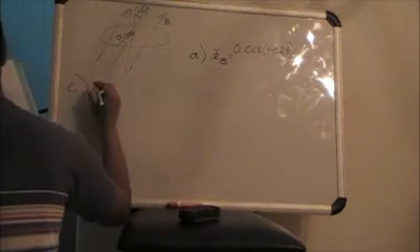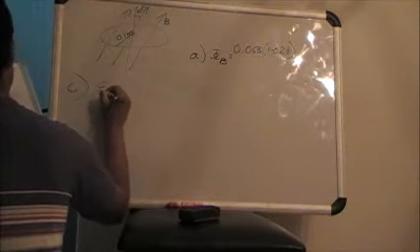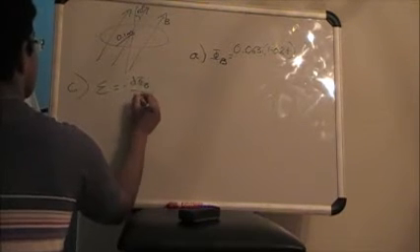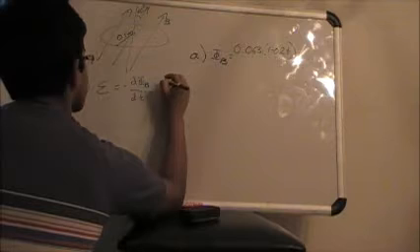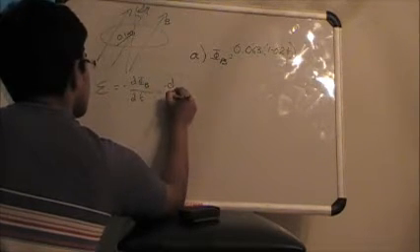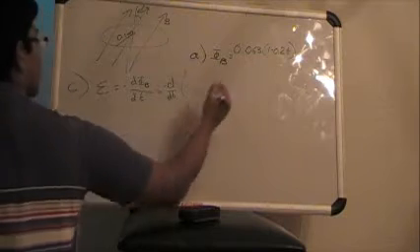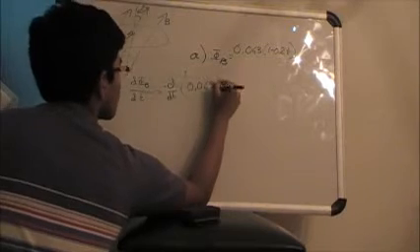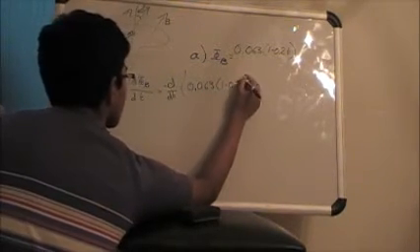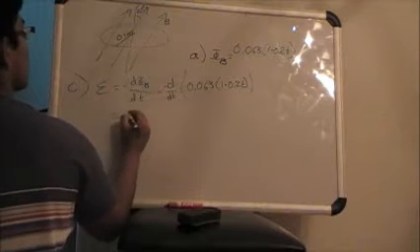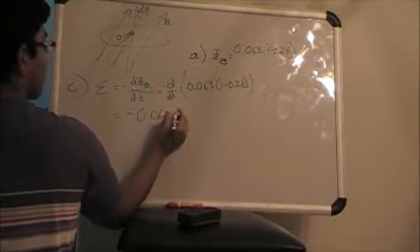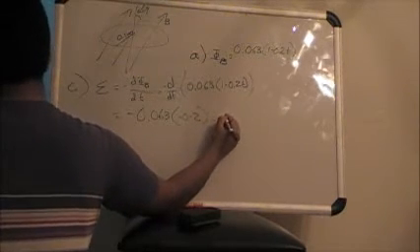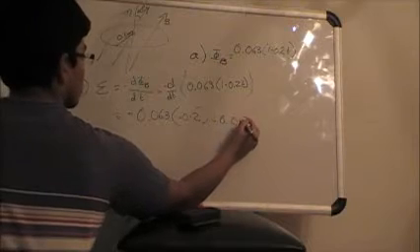Part C says to solve for the induced EMF in the loop. So induced EMF is equal to negative change in flux with relation to time, which is equal to negative derivative with respect to time of the equation we got from part A. So 0.063 times 1 minus 0.2 t. When we take the derivative of that, we get negative 0.063 times negative 0.2, which is equal to 0.013 volts.